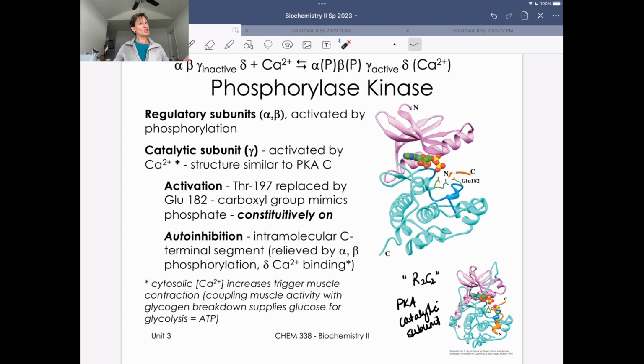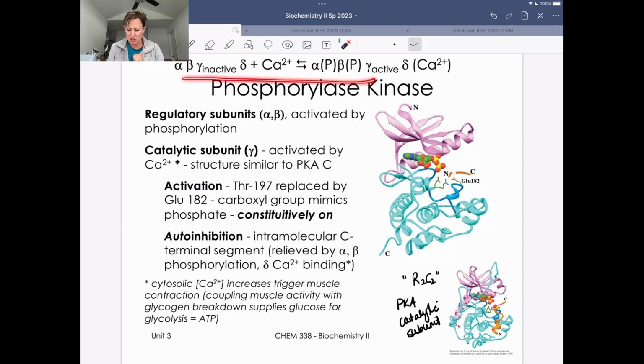I have to change my shape that moves that inhibitor domain out of my active site. Okay, so how does that happen? Remember, we've got our phosphorylase kinase as a tetramer. We're going to have the alpha and the beta subunits when it's inactive, being not phosphorylated. We have a shape in our gamma subunit such that it is binding its own inhibitory domain, and then the delta subunit is not binding calcium.